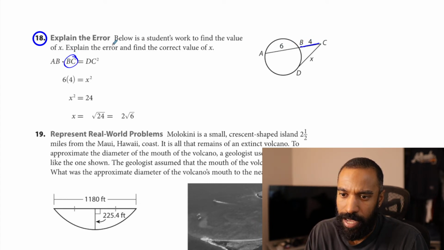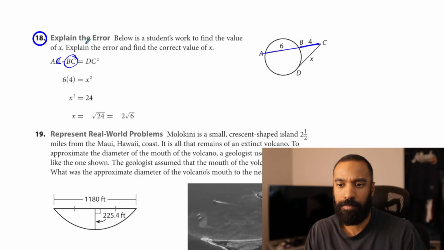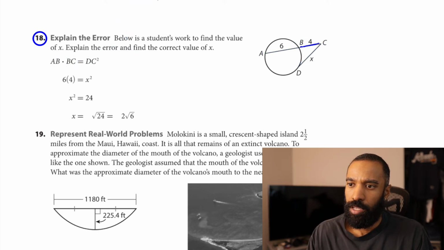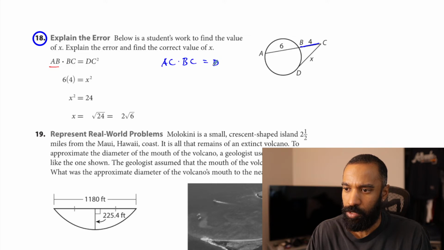So BC is correct, outside times whole, but they need the whole, AC. It should be AC here. So that's already the issue. The CD outside times whole, DC is fine. So the error is right there. It should be AC. So we should do AC times BC equals DC squared.